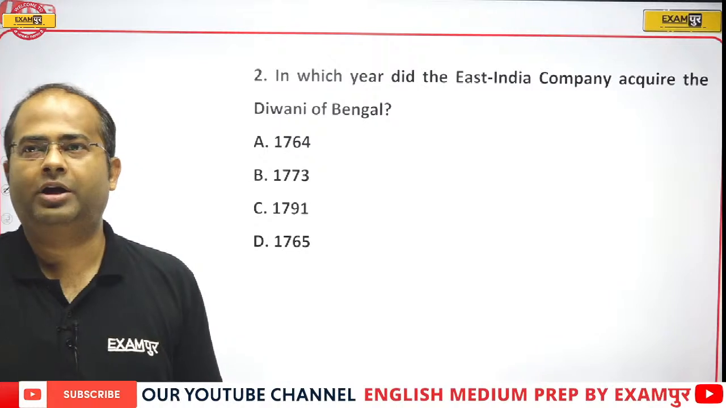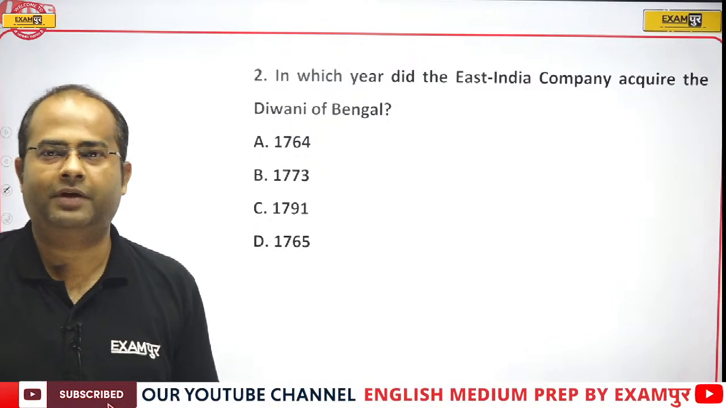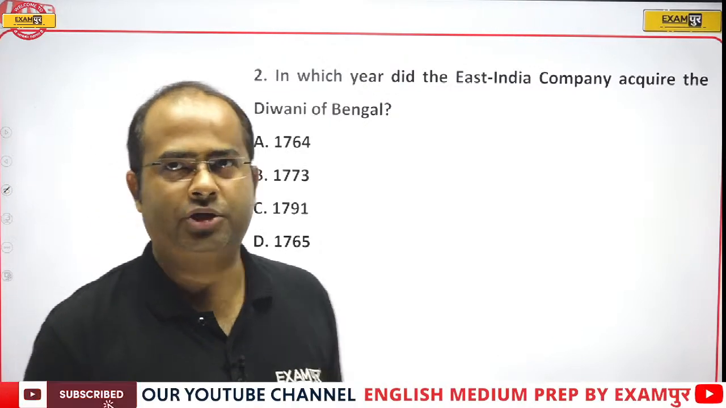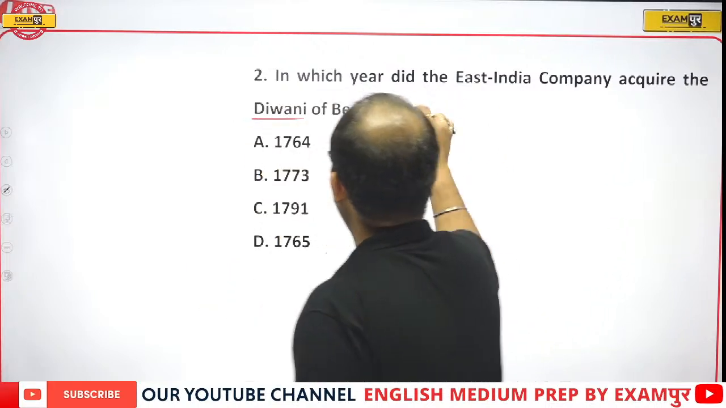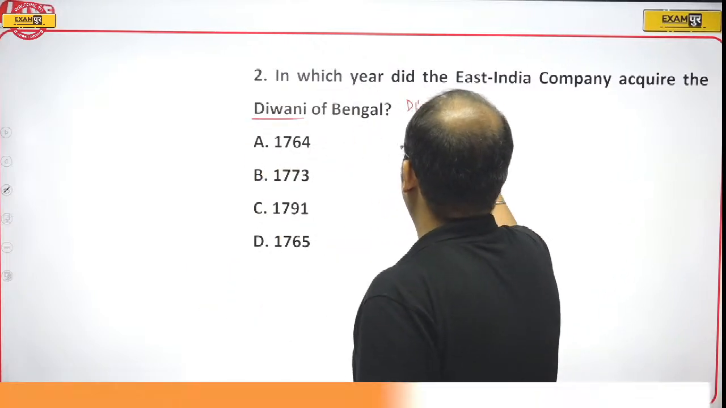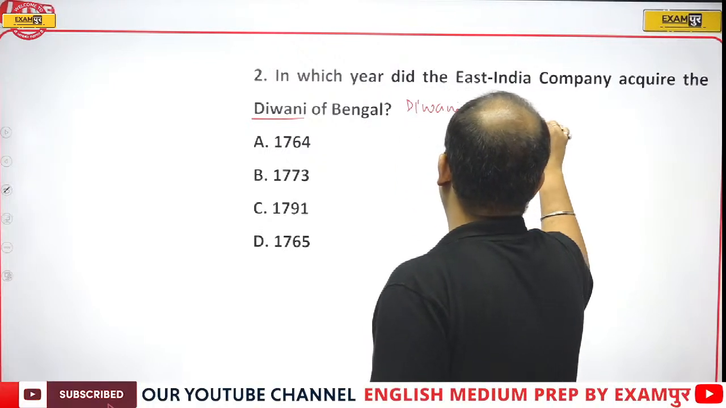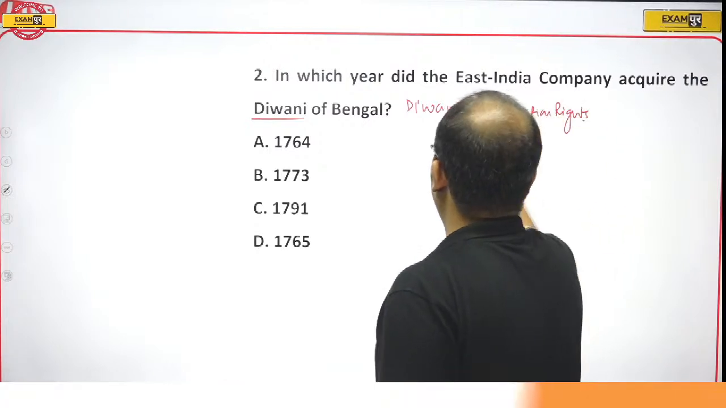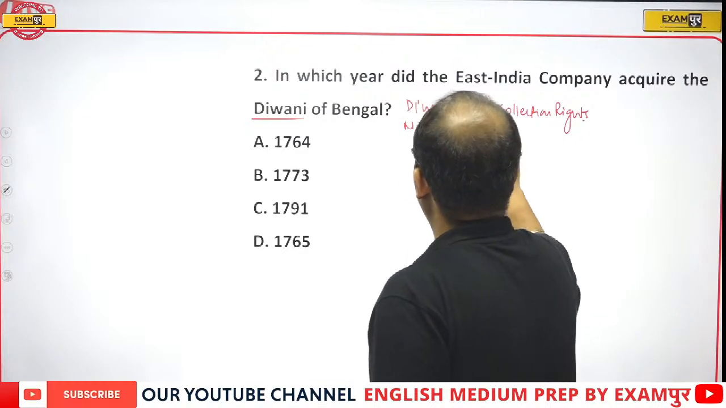Okay, Momita, your answer is option D. Sanjeev is saying option 1765. Okay, Vijay is also going with the same option. Now, first of all, you should understand what is Diwani. Diwani means tax collection rights. And Nizamat means law and order.